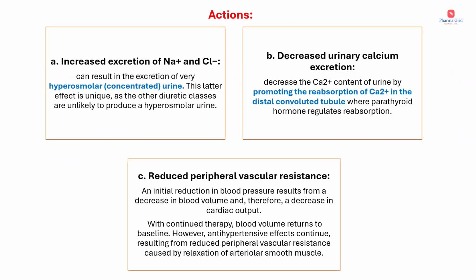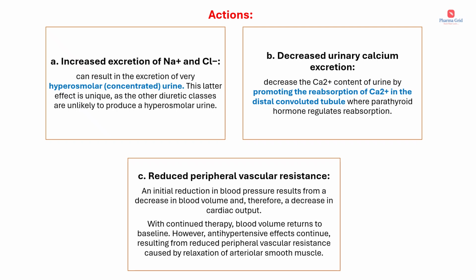Pharmacological actions of thiazide diuretics. The first and important one is increased excretion of sodium and chloride. Thiazide diuretics can result in the excretion of very hyperosmolar urine, that is, highly concentrated urine. This latter effect is unique as the other diuretic classes are unlikely to produce a hyperosmolar urine. And the second one is decreased urinary calcium excretion. Thiazide diuretics decrease the calcium content of urine by promoting the reabsorption of calcium in the distal convoluted tubule, where parathyroid hormone regulates reabsorption. As we have already seen, in the distal convoluted tubule the calcium reabsorption is under the regulation of parathyroid hormone.